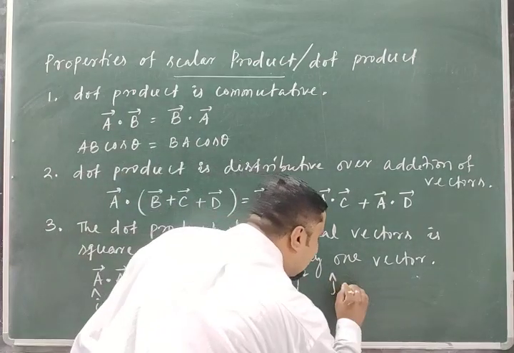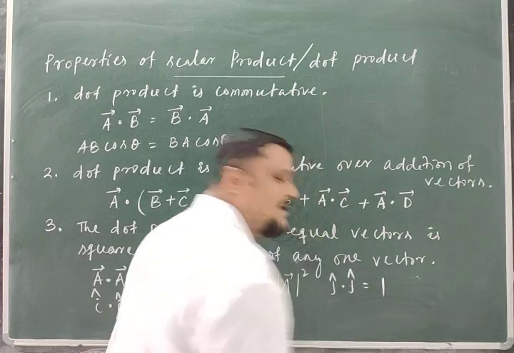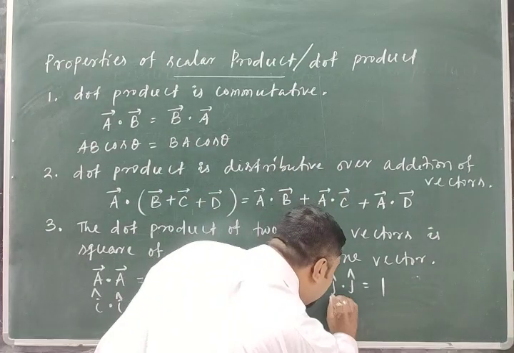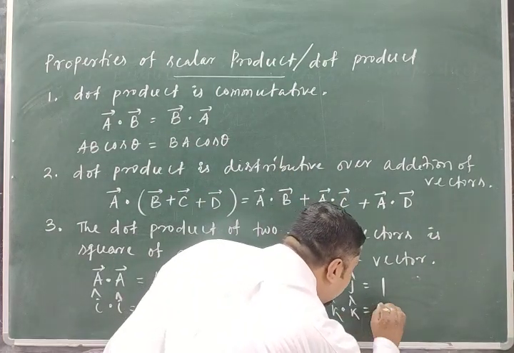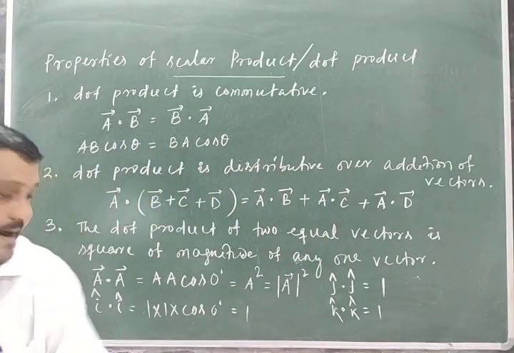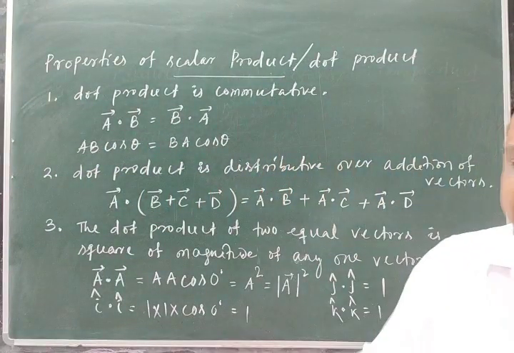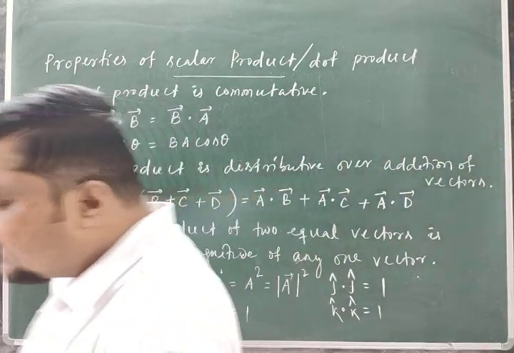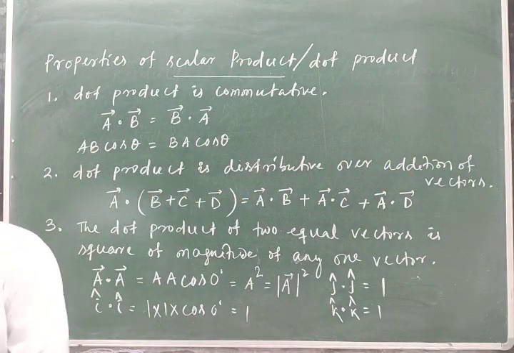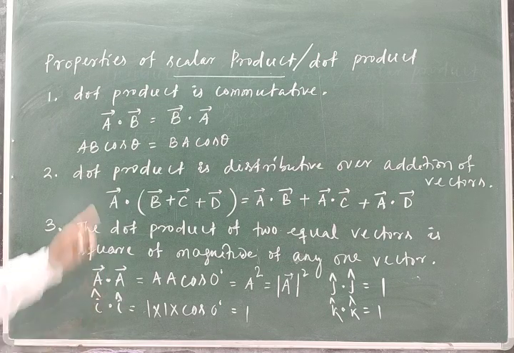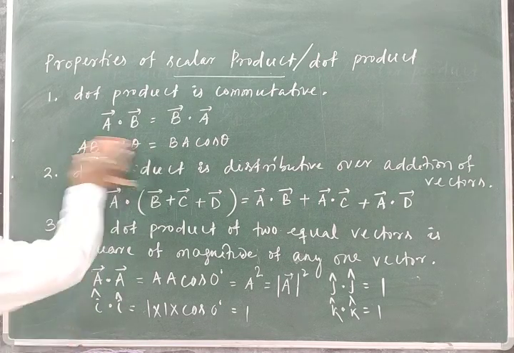Similarly, the dot product of two equal j caps is 1, and k cap dot k cap is 1. Remember, this is very important. i cap dot i cap is 1, j cap dot j cap is 1, k cap dot k cap is 1. So this is the third point, the dot product of equal vectors.